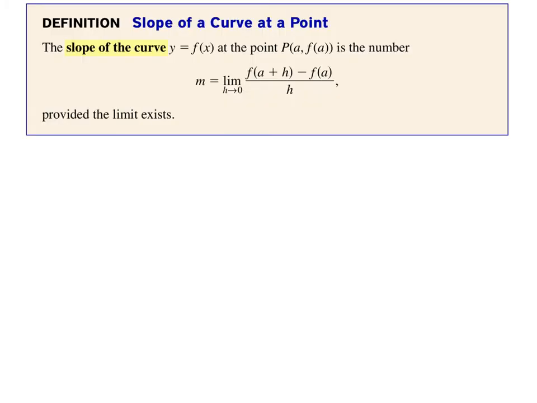Here's the definition of a slope at a point, so it's what we've done now. It uses m as the slope, so we're just finding f of whatever that a value is plus h, minus f of a, over h as h goes to 0. This is the definition of a tangent, right? This is the tangent line, so the slope of the curve at a point is the slope of the tangent.